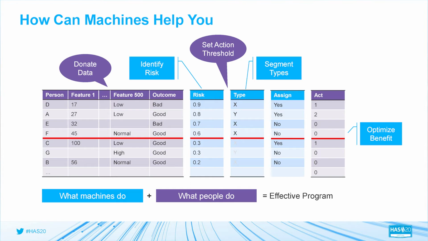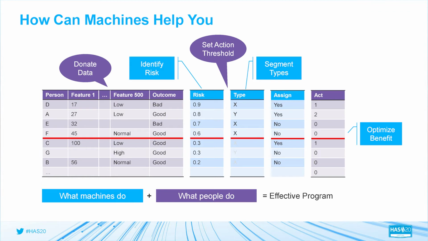Computers are really good with math. So how can they help? Well, we start, and let's not forget that it's the humans who donate our data, whether those are physicians or nurses or care managers or the members themselves. They're donating data, and we still need them to donate the data. We don't gather it automatically. It's important to remember that.